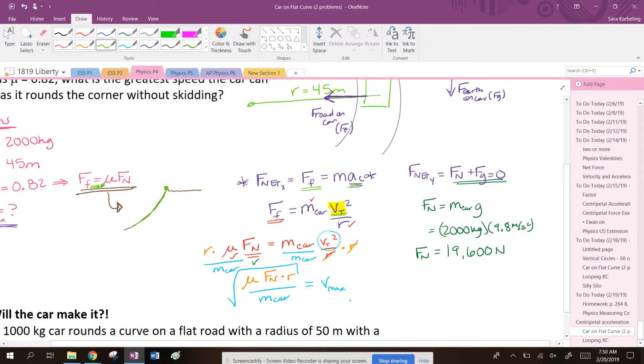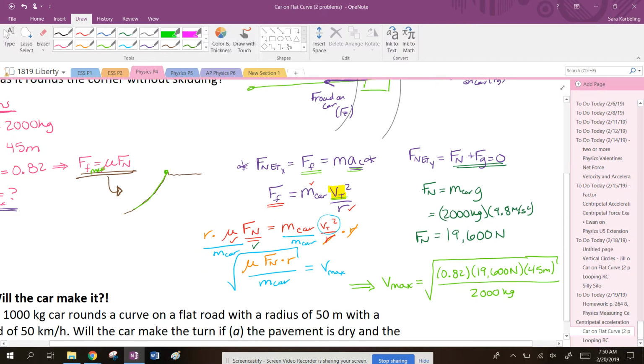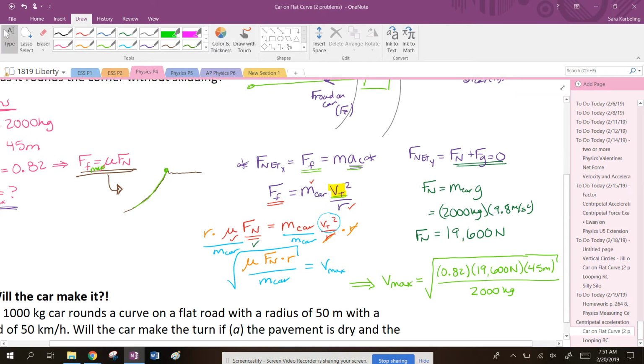So we can go ahead and plug in our numbers here. We can say that Vmax is equal to the square root of 0.82 times 19,600 newtons times the radius, which was 45 meters, and then we're going to divide that by the mass of the car, which is 2,000 kilograms. So you should do that. I'm going to go ahead and do that as well so that we can figure out what the value is. How fast can that car go around the curve and not skid out?